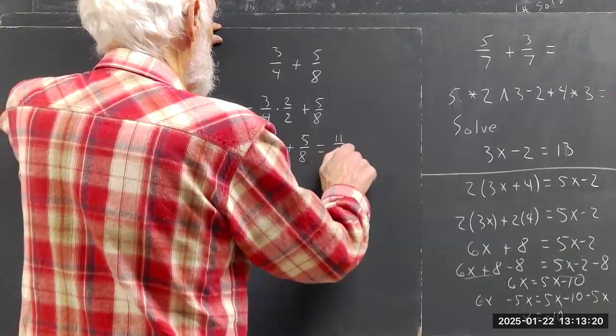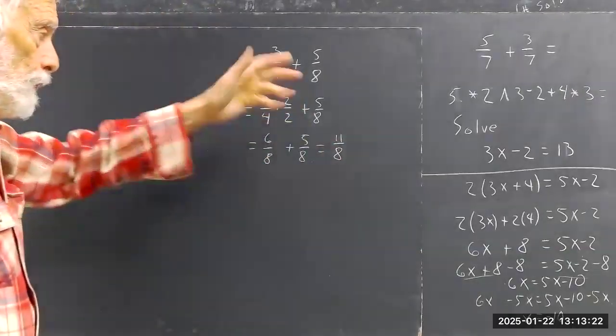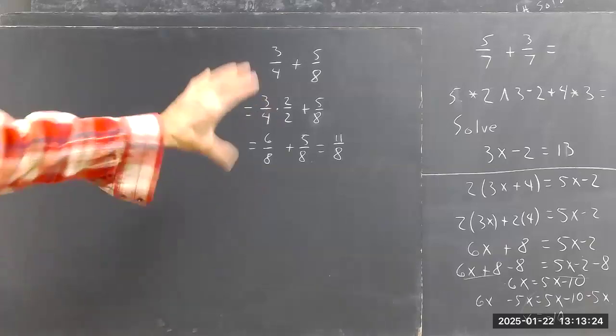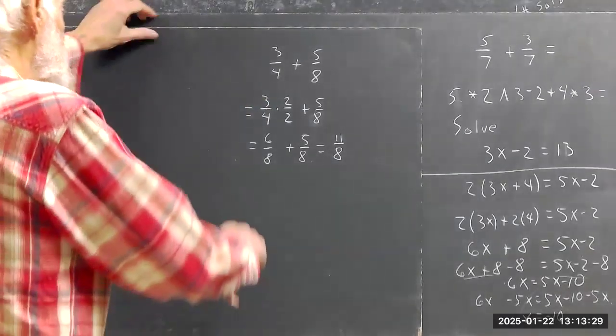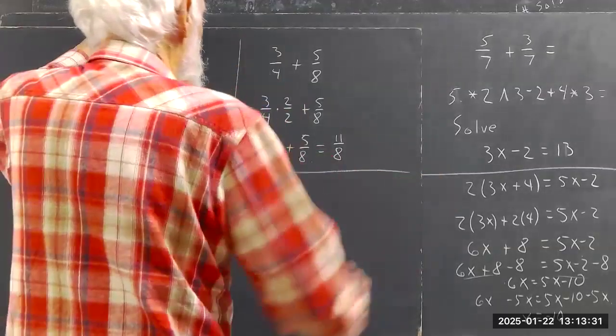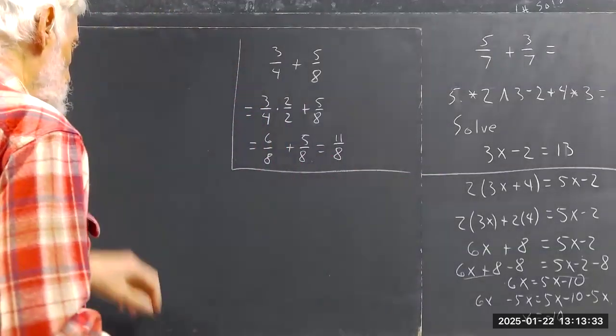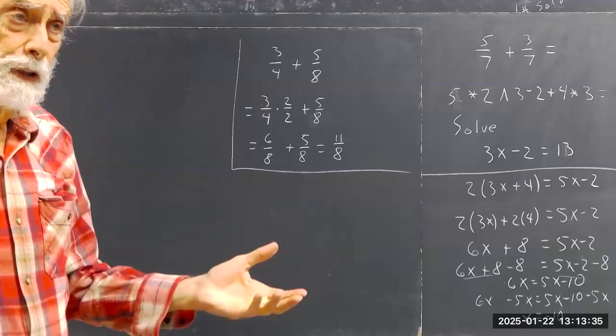So it's 11/8. Now, there are more formal ways that can be demonstrated, but at this level, I think that's not a bad way to do it. Okay? Everybody understand that okay?